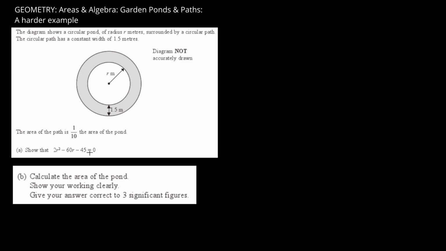And we've got to show that this quadratic equation is true. So we've got to form expressions both for the area of the pond and the area of the path. So what about the area of the pond to start with? The area of any circle is pi times r squared. And as we don't know the radius of the pond, this remains pi r squared.